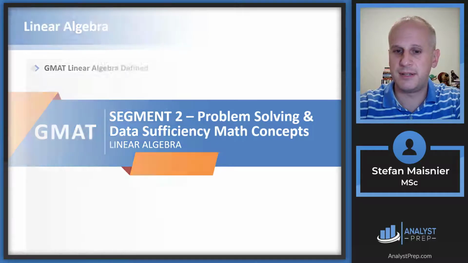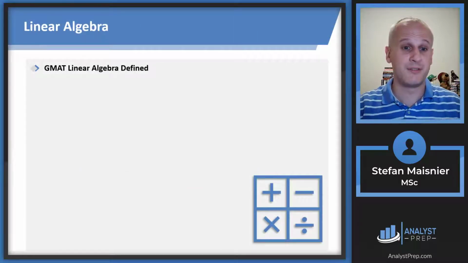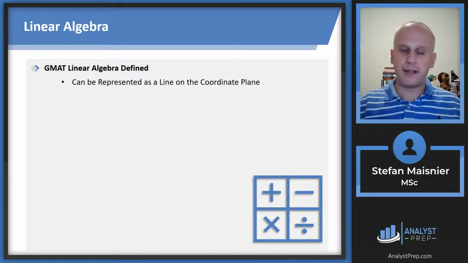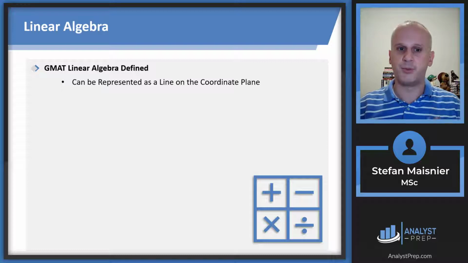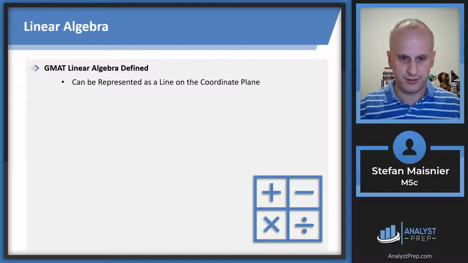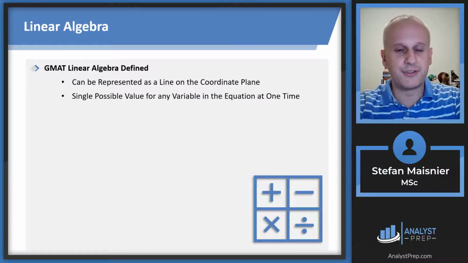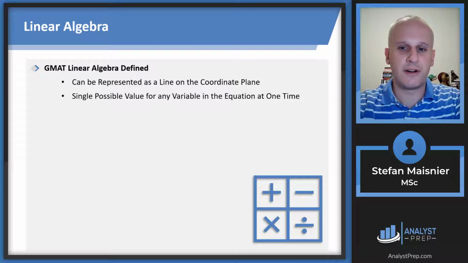So let's begin just by talking about how we're going to define, and again, that's kind of in quotes, GMAT linear algebra. By and large, just definitionally, linear algebra can be represented as a line on the coordinate plane. We'll talk about some things that aren't necessarily lines here in a moment, but that is the technical definition of linear algebra. It's a line. And for linear algebra, there's a single possible value for any variable in an equation at one time.